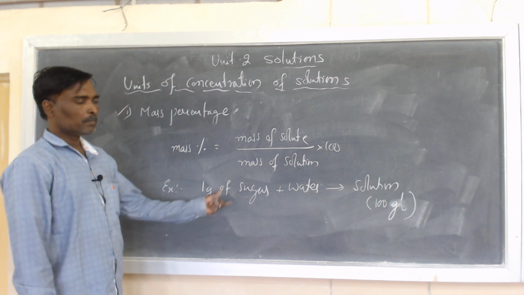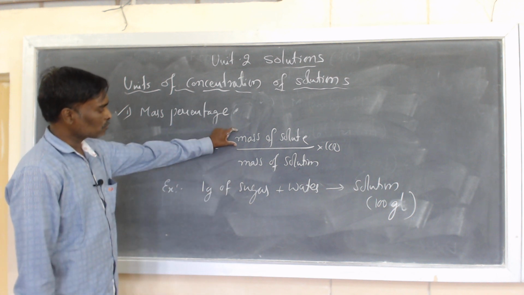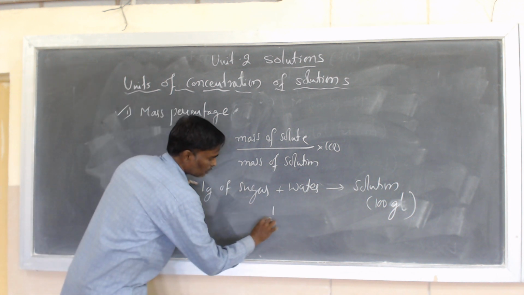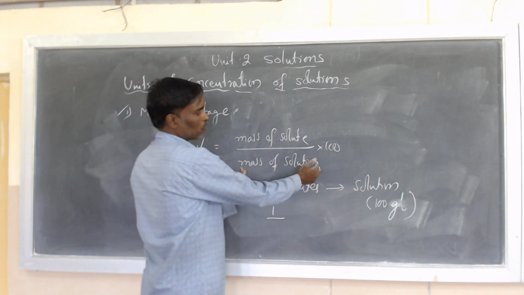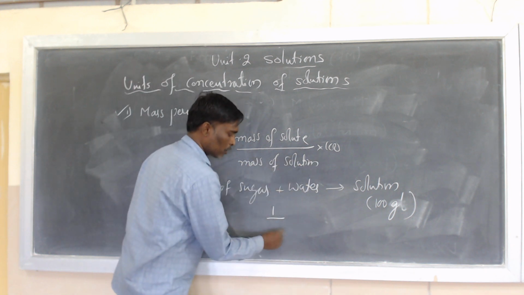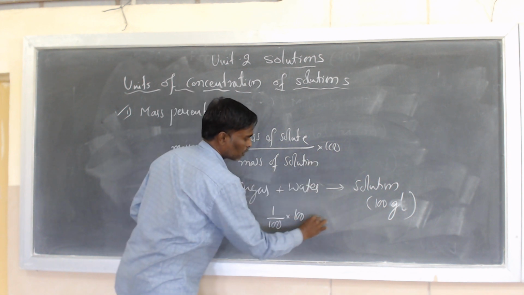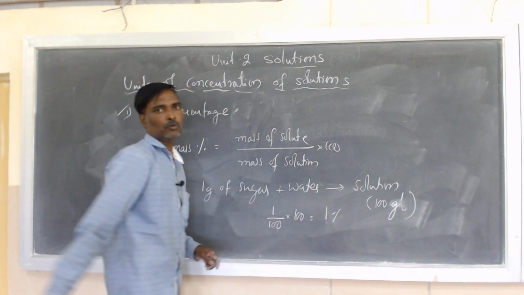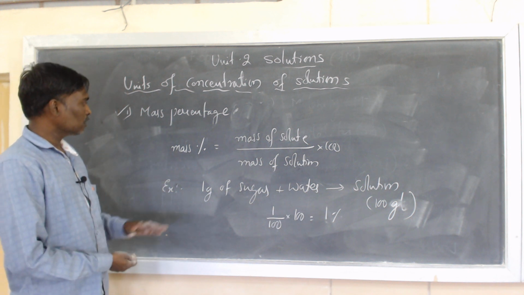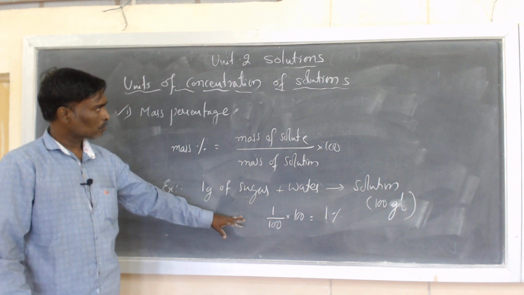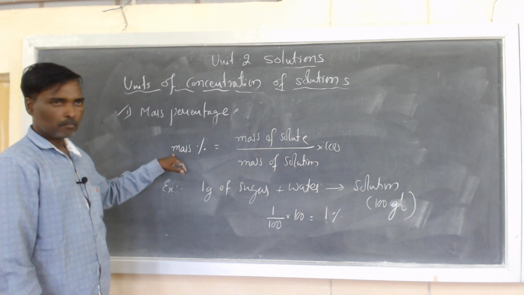Then what is the percentage of that solution? Simply, the mass of solute is 1, divided by the mass of solution. The total mass of that formed solution is 100, into 100, so that equals 1. So it is a 1% solution. Like that, we express the concentration of a solution in mass percentage.